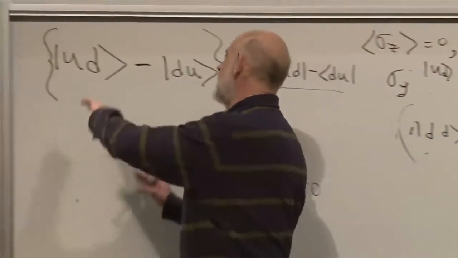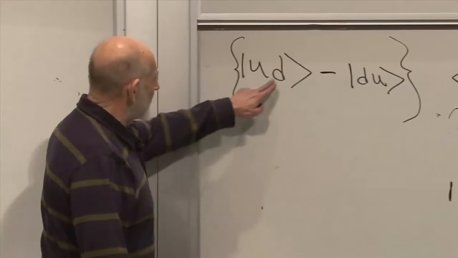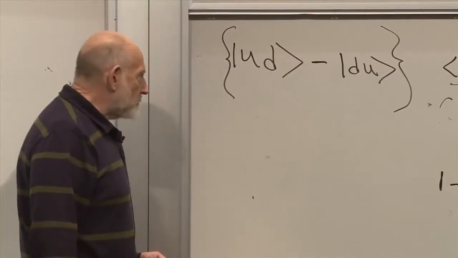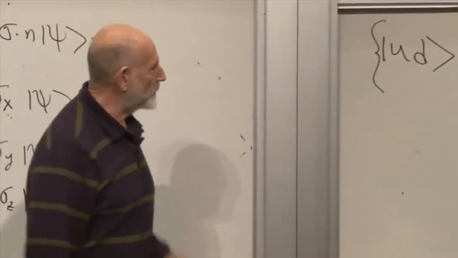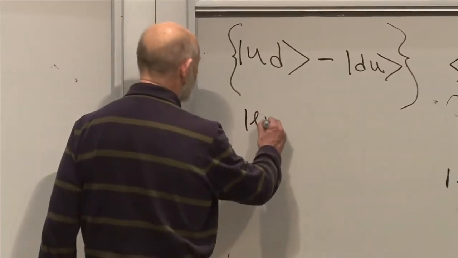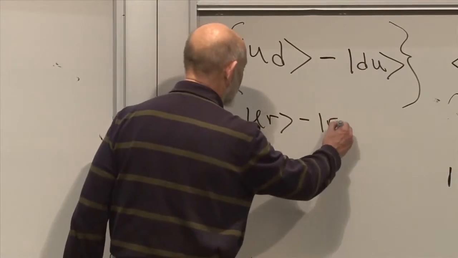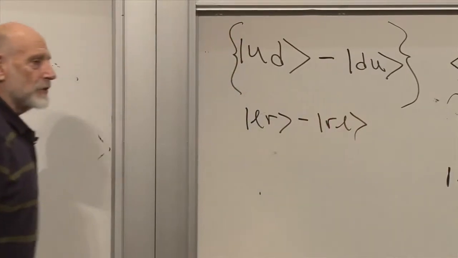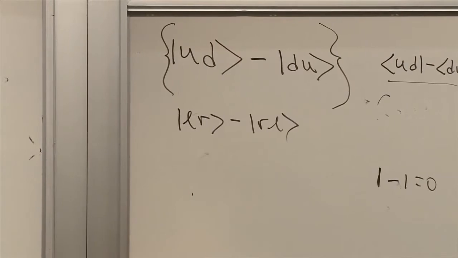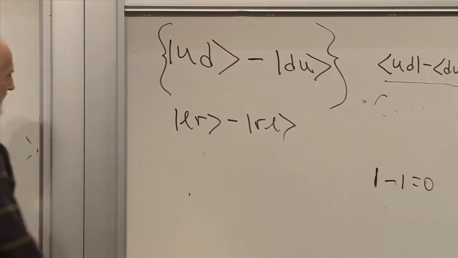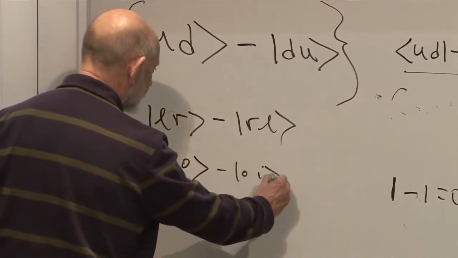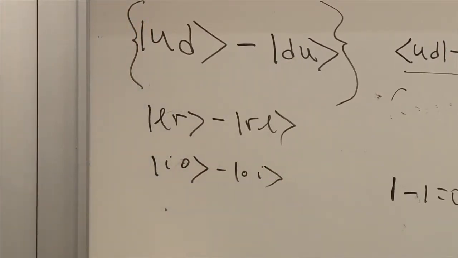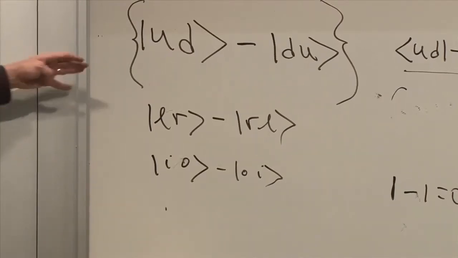Okay, supposing I write this state, I plug in every place I see down, left minus right, and every place I see up, left plus right. What do I get out of this? The answer is very simple. I get left right minus right left. Supposing I rewrite it in terms of in and out, what do I get? In, out, minus out, in. So the structure that this state has, the nature of it, is actually the same in every basis.